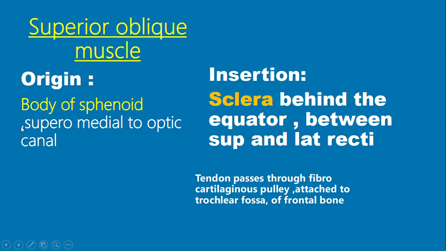The superior oblique muscle, as I have told you earlier, originates from the body of the sphenoid, superomedial to the optic canal. We have seen the optic canal now, isn't it? The optic canal is present medial to the superior orbital fissure. So, superomedial to the optic canal from the body of the sphenoid, that is the origin of the superior oblique muscle, with insertion to the sclera behind the equator between the superior and lateral rectus.